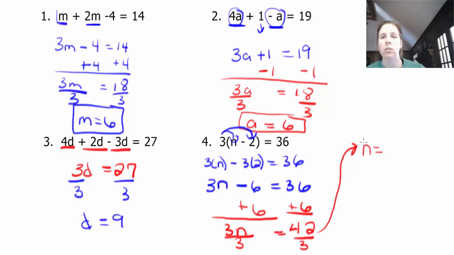N equals, 3 goes into 4 once, 14. Is that right? Yeah. 14. Okay.